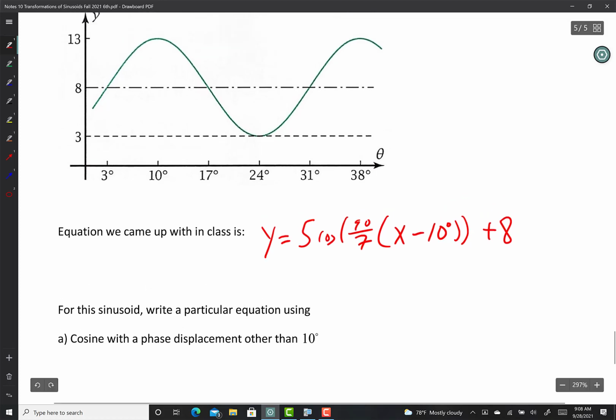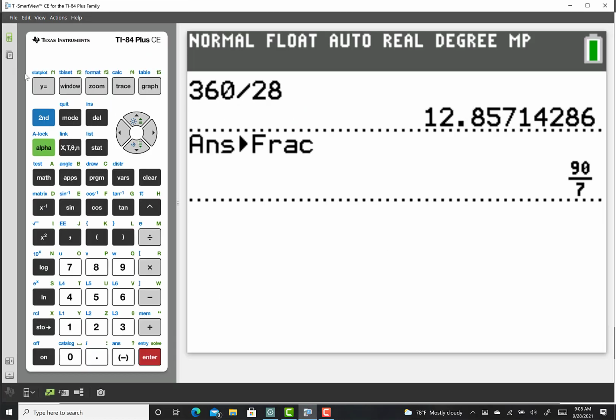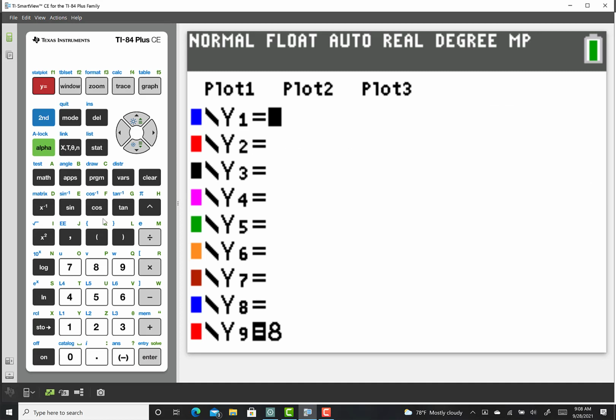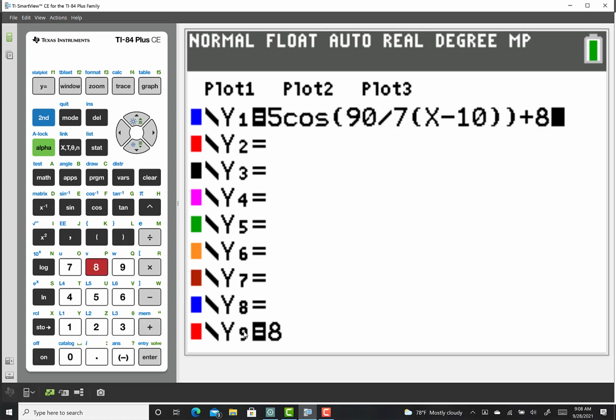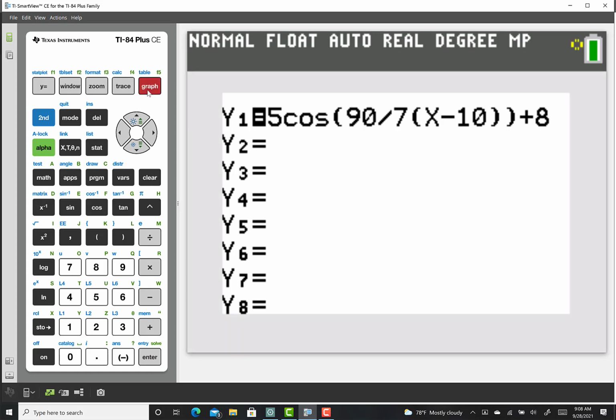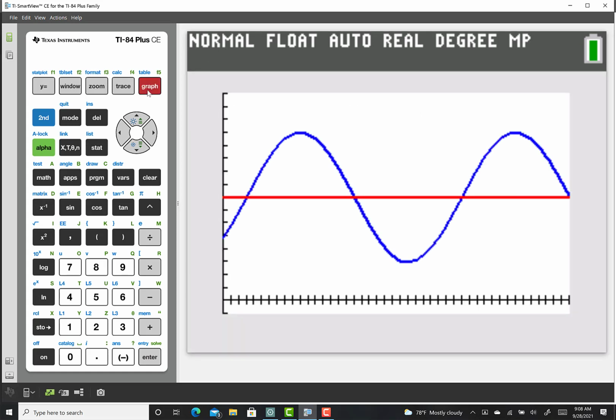Now, before we continue, let's make sure that this graph is correct. So I'm going to go to my calculator. I'm going to go to y equals, and I'm going to type that equation. What was it? 5 cosine 90 over 7, open, x minus 10, close, close, plus 8. Now, if you look down here, you see that I have y equals 8. That's my midline, because I want it to come out pretty. So there's my graph, and there's my midline.